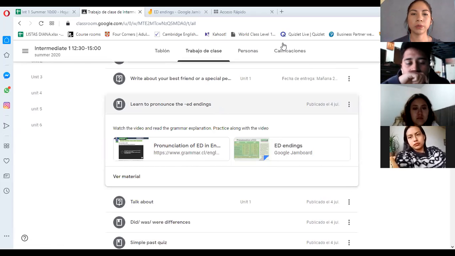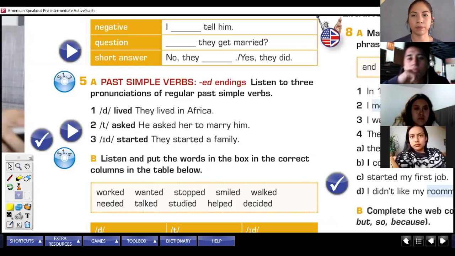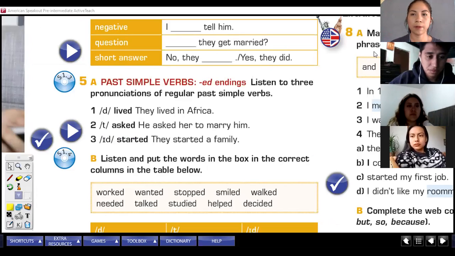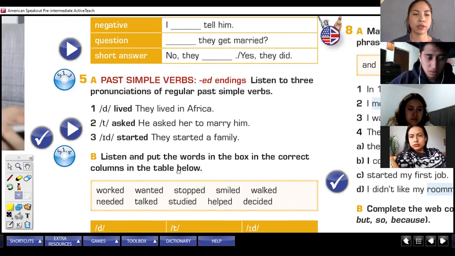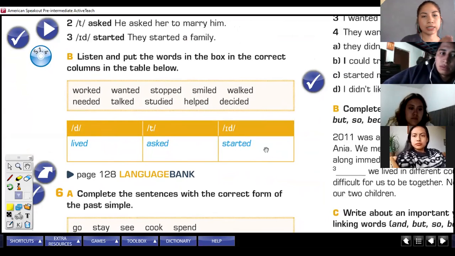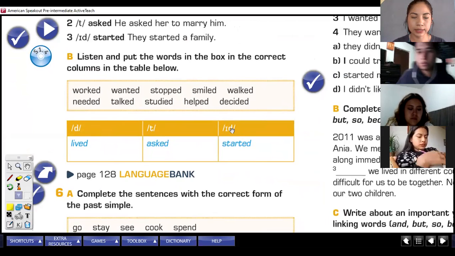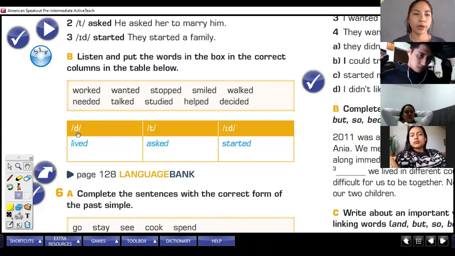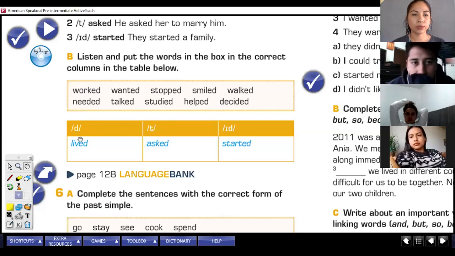If we go back to your books, you are going to recognize some sounds and classify them, okay? You're ready? Here you have these verbs, and you are going to tell me if they are the D, T, or ID. This is number 1, 2, and 3. 1 is with D, 2 is with T, and it is number 3.